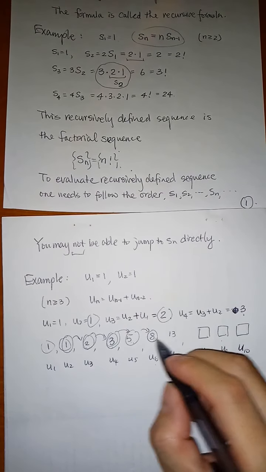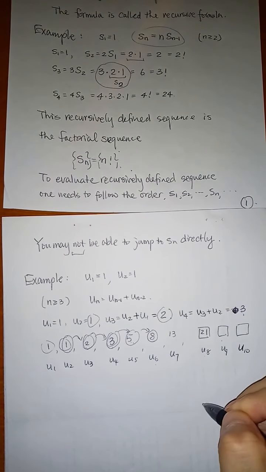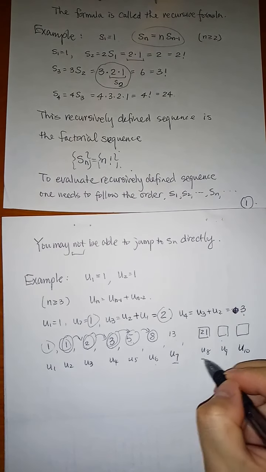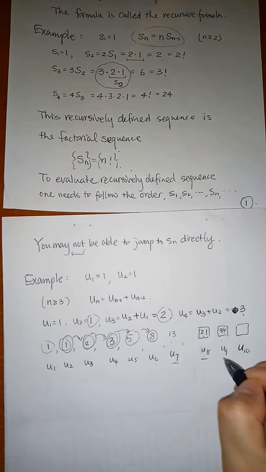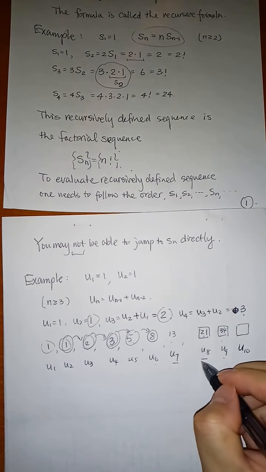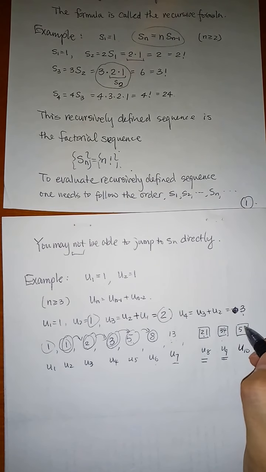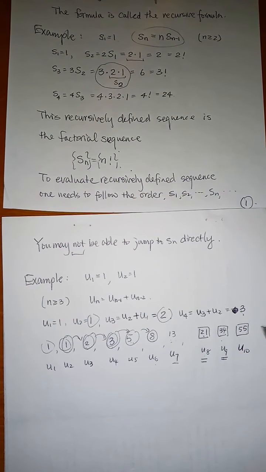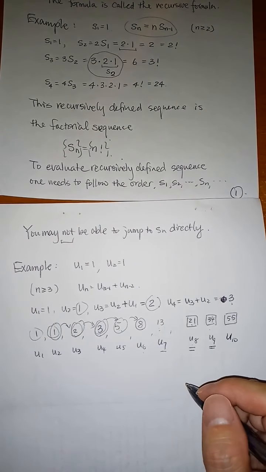So U7 plus U6 is 8 plus 13, 21. So you get U8. From U7 and U8, add these two numbers, it's 34. You get U9. And when you have U8 and U9, you add them, it's 55. So if you want to get the value U10, you have to go through this process step by step.